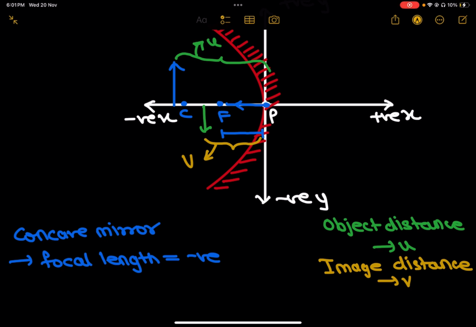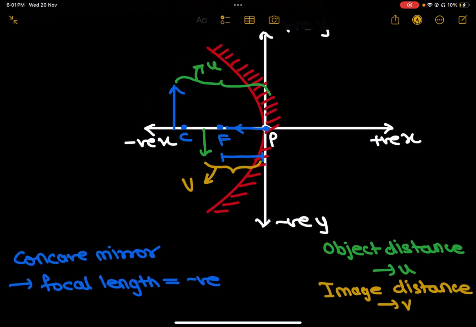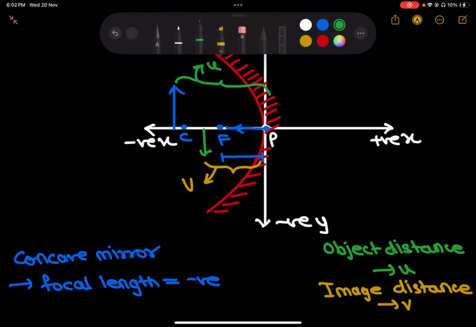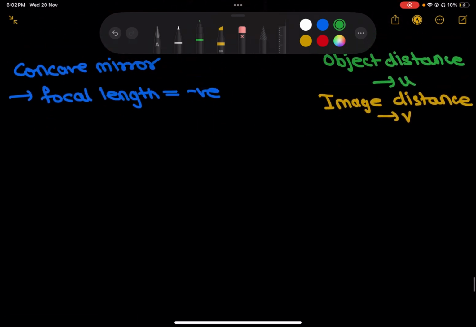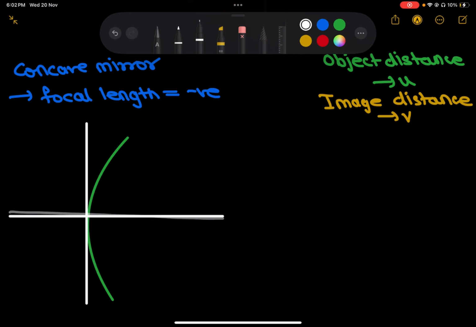And if you can remember, we saw for concave mirror the focal length is negative. Now for convex mirror, I'll draw another diagram. Suppose this is your convex mirror, and these are your axes. You know that the focus and the center of curvature are behind the mirror, right? So what does that imply? It implies that the focal length is positive.